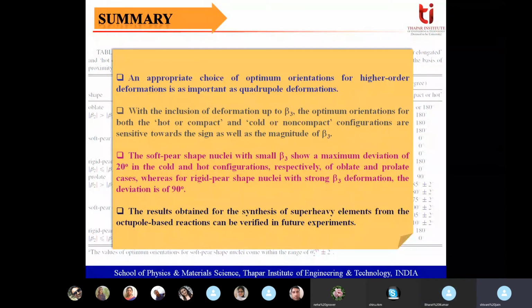As we observed from the table of the optimum orientation for octupole, the soft pair shape with a small value of beta 3 shows a maximum deviation of about 20 degrees, and the rigid pair shape with strong beta 3 shows a deviation of 90 degrees. The result obtained for the synthesis of superheavy elements from the octupole based reaction can be verified in future experiments.